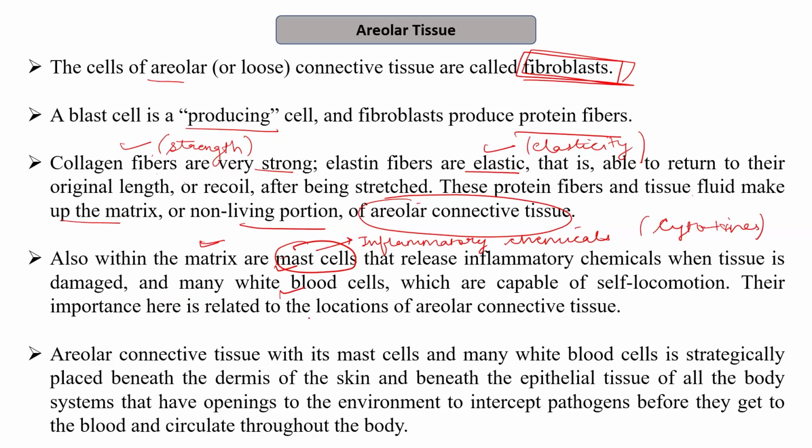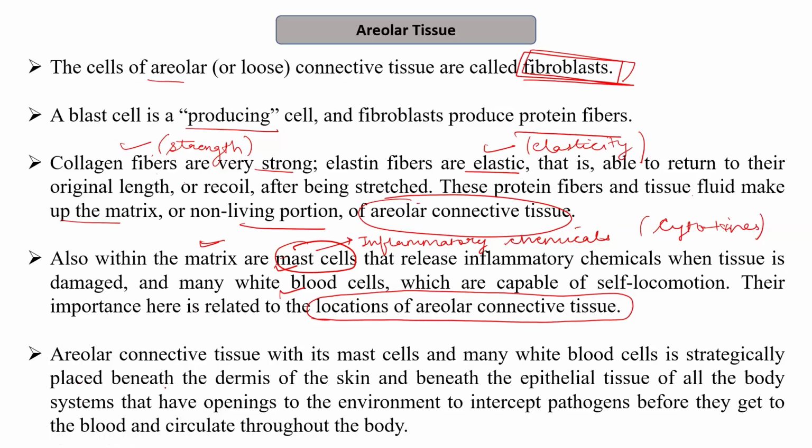Their importance here is related to the location of areolar connective tissue because, for example, areolar connective tissue is present in the lungs. So along with the inhaled air, we may have the passage of certain bacteria or viruses. In order to prevent infection in the body due to inhalation of these bacteria and viruses, our body needs to fight against these infections. Therefore, it requires certain immune cells that may release some inflammatory chemicals when the tissue is either damaged or encounters any kind of infection. So areolar connective tissue with its mast cells and many white blood cells is strategically placed.